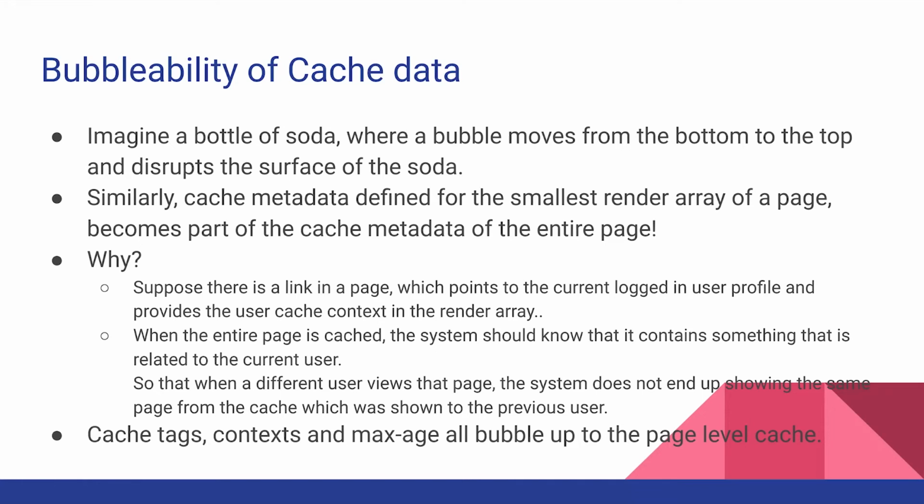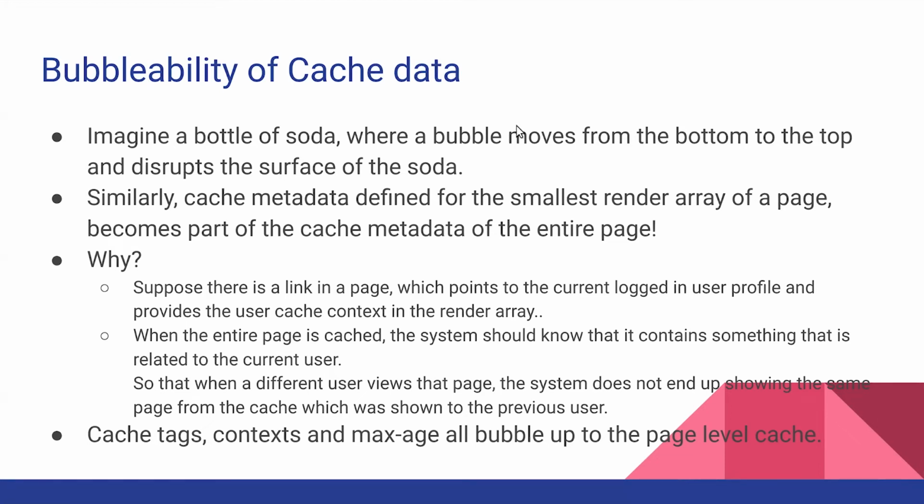So that is why the cache metadata from the smallest parts of the page, for example a block, will appear as the cache metadata for the entire page. If we have created a block and mentioned that the block has a user cache context, or a user:3 cache tag, we'll see in the final output of the page that the entire page in fact includes the cache tags of that particular block. Only then will cache invalidation work properly.